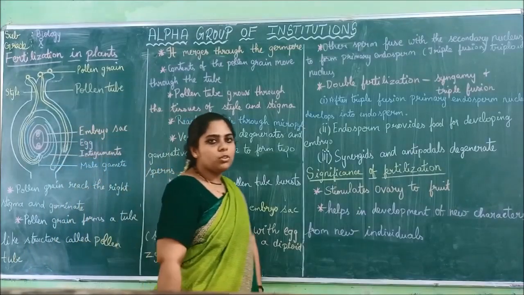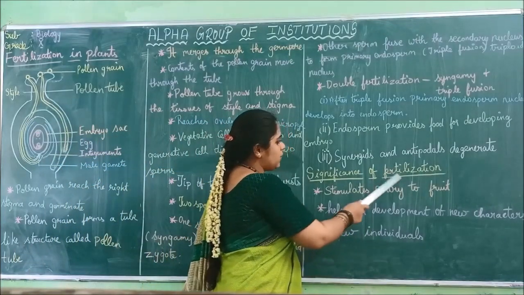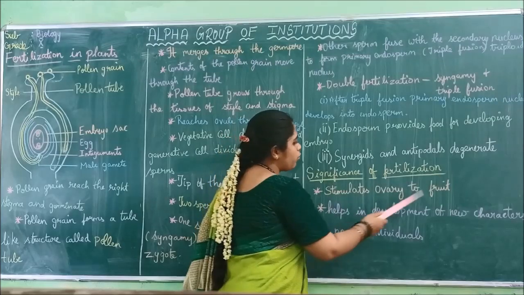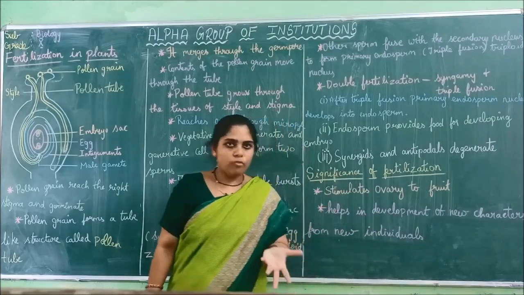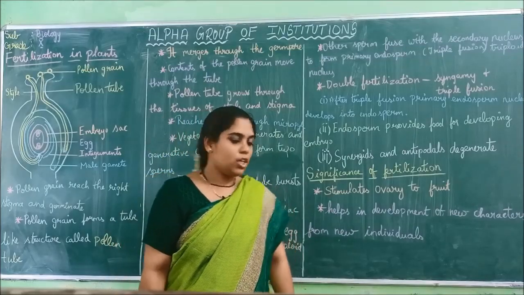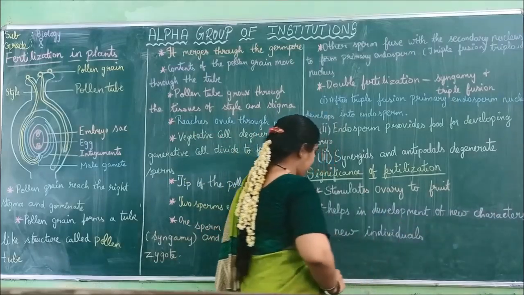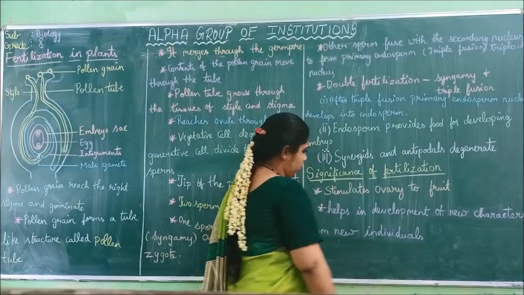Now we are going to see the significance of fertilization. This fertilization stimulates the ovary to form a fruit. So from the ovary, how is a fruit formed? Through fertilization only. It helps in the development of new characters in new individuals.